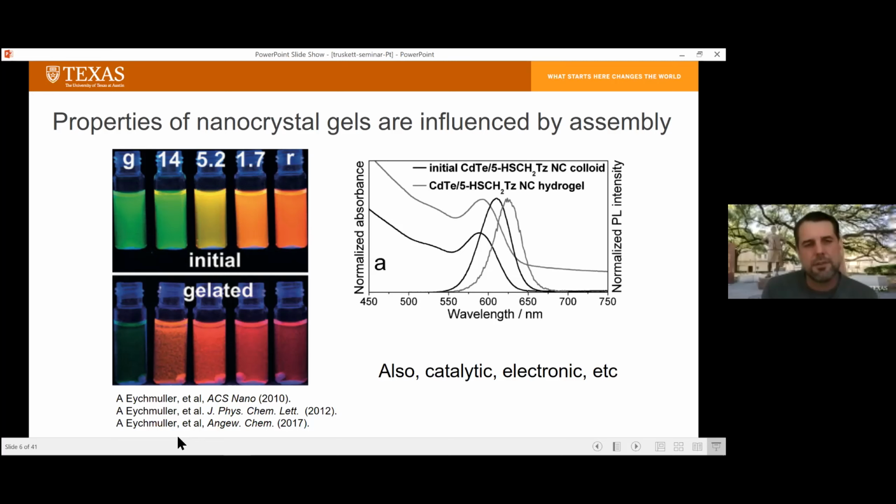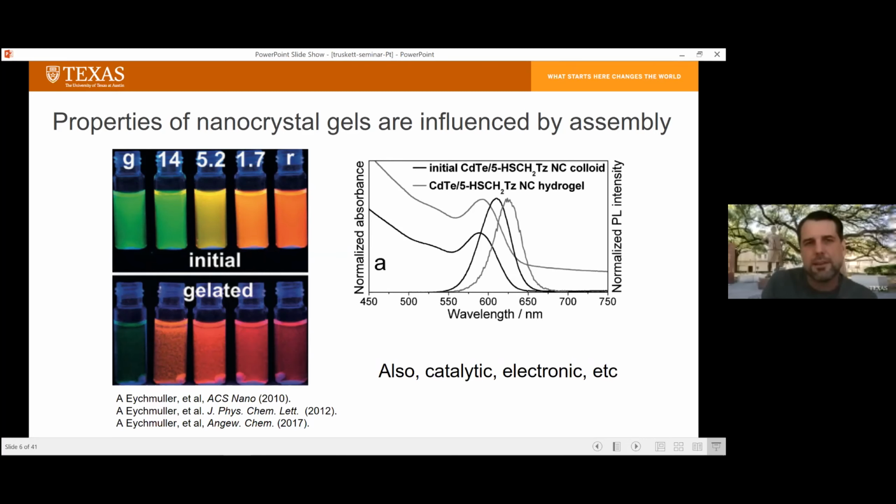So here's an example from Eichmüller's group, who has really been a leader in this area. And they have shown that you can form nanocrystal gels. Here I'm showing quantum dots. And the gels actually have optical properties that are shifted relative to the nanocrystal dispersions. Here you're seeing photoluminescence, which is a property of quantum dots, and the PL intensity is shifted because of the coupling that you get, because of the structure that you realize once the gelation has occurred.